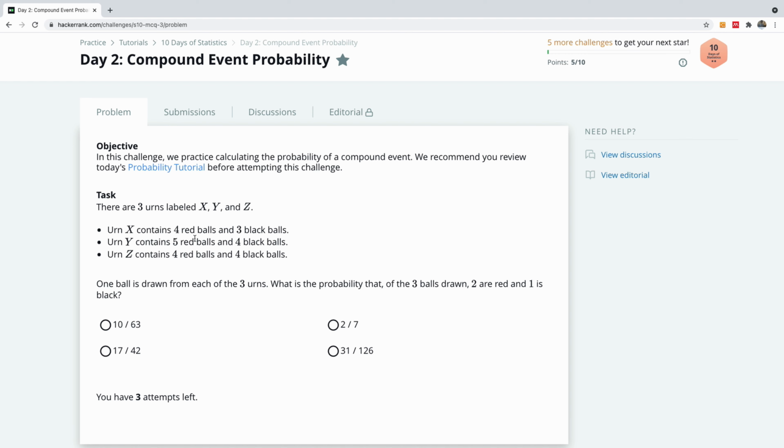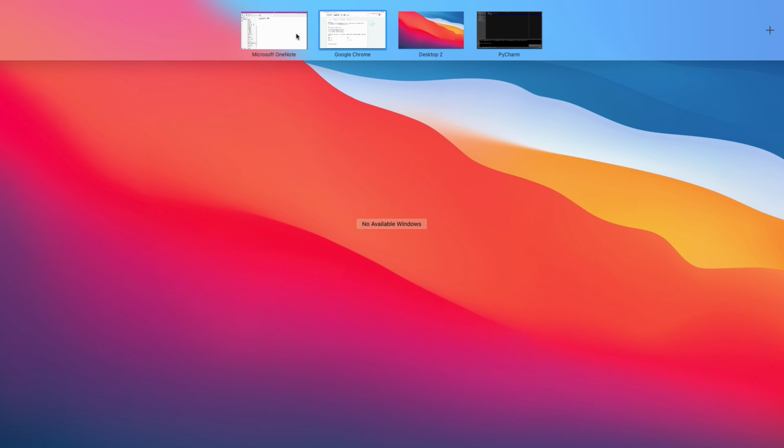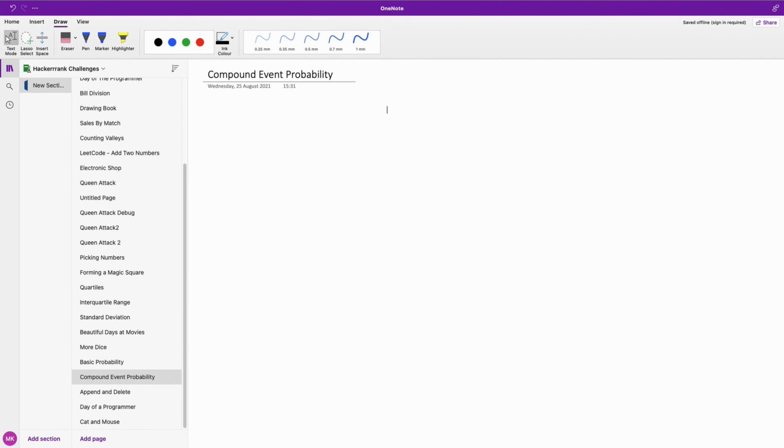Urn X contains 4 red balls and 3 black balls. Urn Y contains 5 red balls and 4 black balls. Urn Z contains 4 red balls and 4 black balls. Then it says 1 ball is drawn from each of the 3 urns. What is the probability that of the 3 balls drawn, 2 are red and 1 is black? Let me go to my whiteboard and lay it out and explain it very clearly to you.